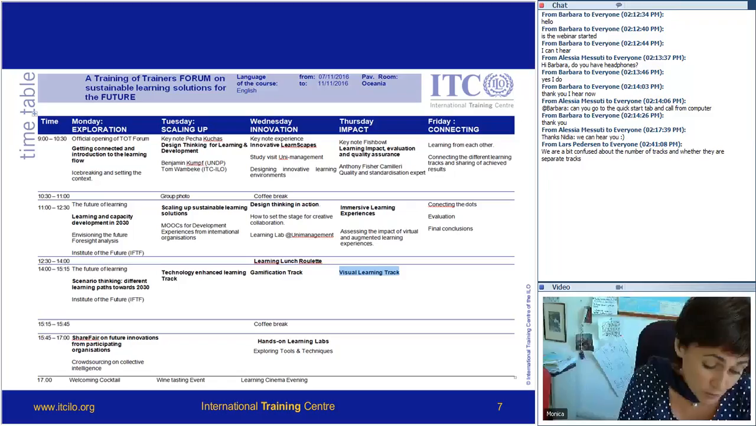There's a question from Lars, and he said, look, we are a bit confused about the number of tracks and whether they are separate tracks. Let me reply on that, because if you look at the original agenda, you will have seen 4 tracks. Track 1 was technology enhanced learning. Track 2 is gamification. Track 3 was visual learning, and track 4 was transformational learning.